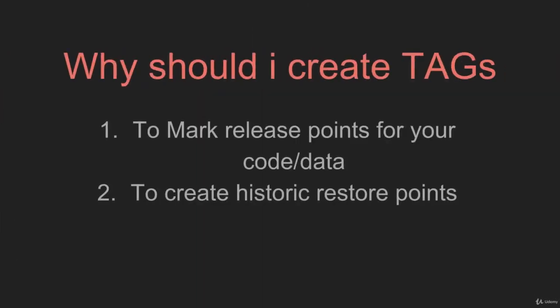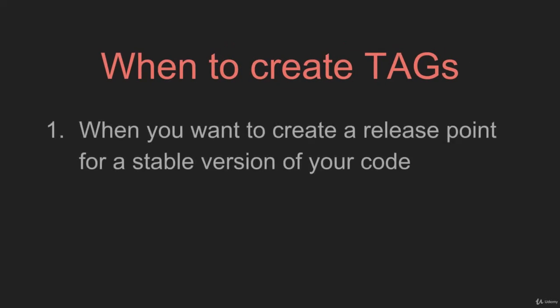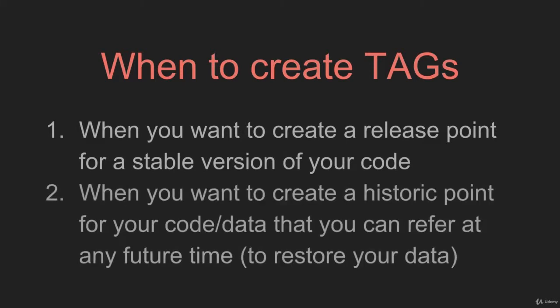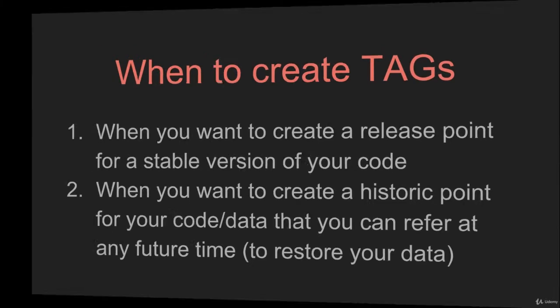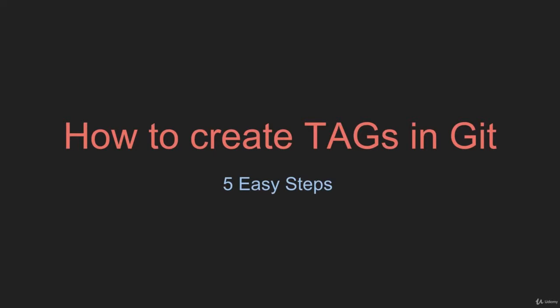Apart from that, you can also create tags whenever you want to mark a historic point for your project or for your data. So whenever you want to create a release point for a stable version of your repository or your project, or whenever you want to create a historic data which can be referenced at any point in future, you can create tags. Let us see a very basic step-by-step guide on how to create tags in Git.